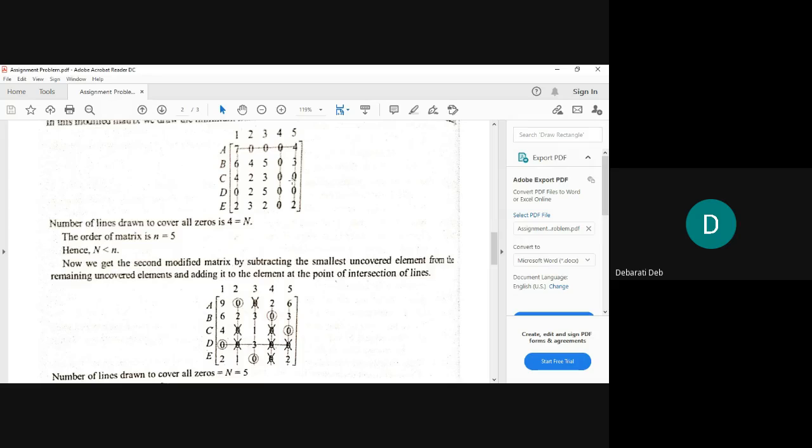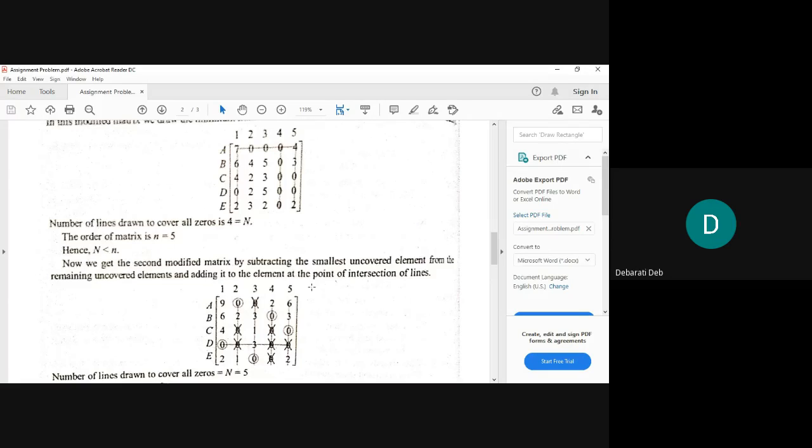Okay, so what will we do with this 2? We will just prepare a new matrix. Make a new matrix. 1, 2, 3, 4, 5 at the top, and on the left hand side you write A, B, C, D and E, and then put those big third brackets.